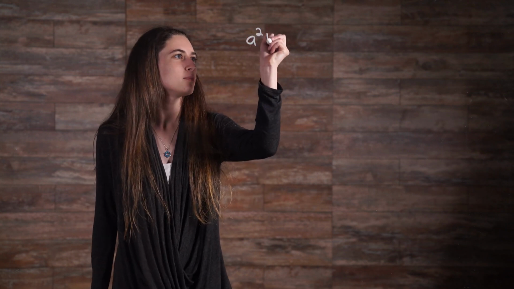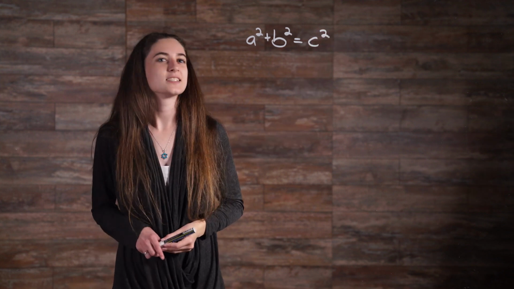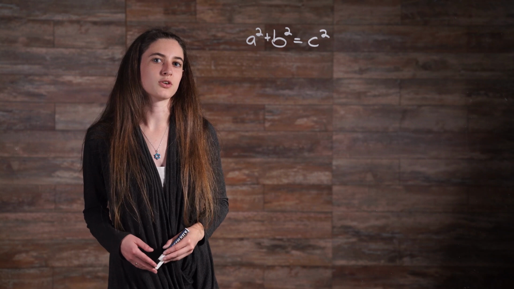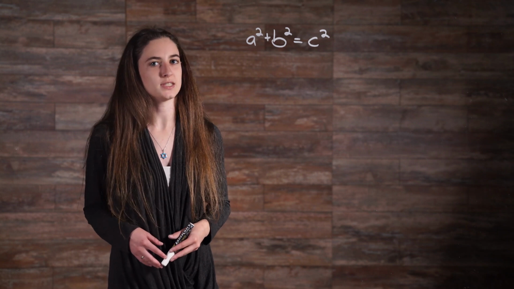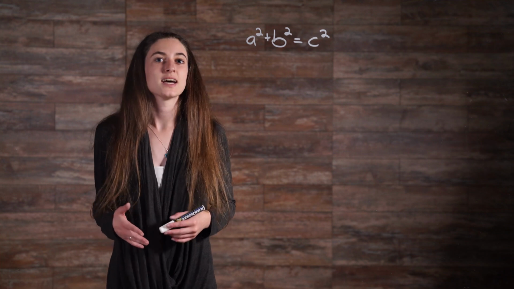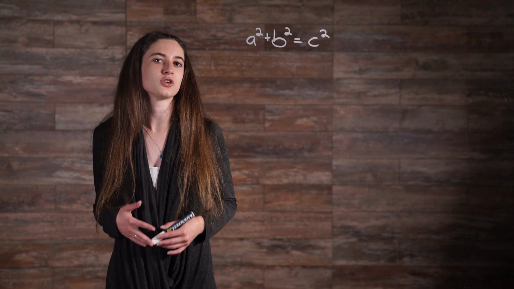Let's start by taking a look at the Pythagorean Theorem. a squared plus b squared equals c squared. It's that easy to remember formula for finding the longest side of a right triangle when we know the lengths of the other two sides. Wouldn't it be great if it worked for all triangles? That's what the law of cosines does. It allows us to find the third length of any triangle.